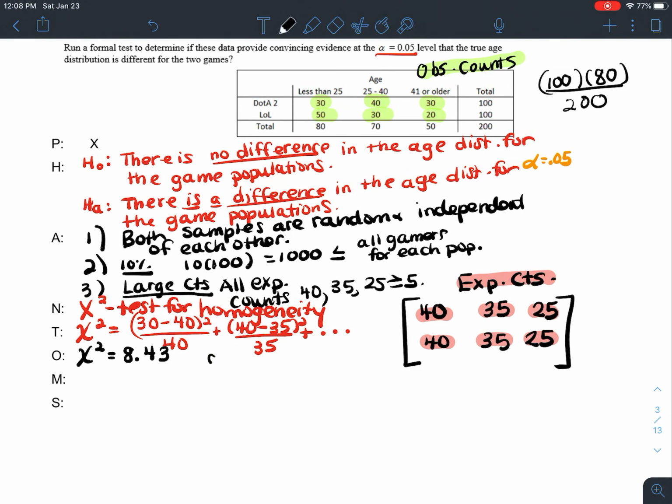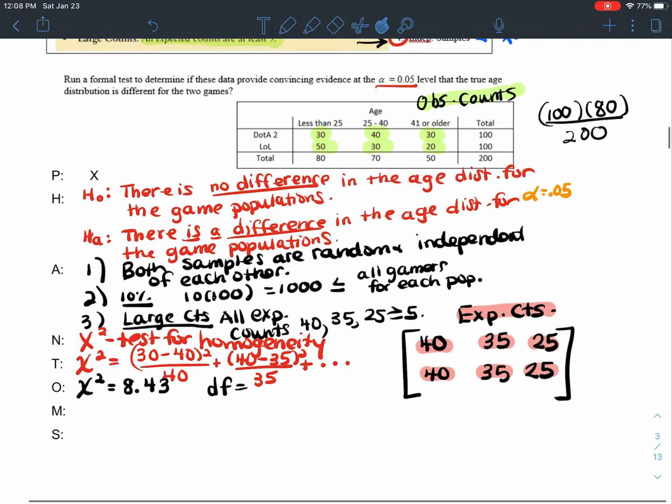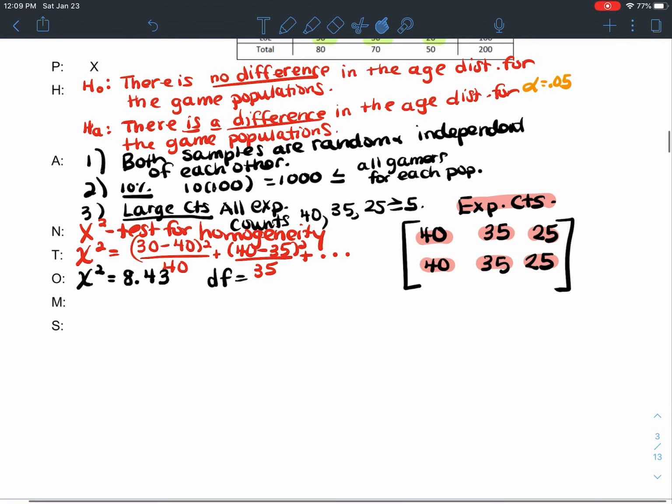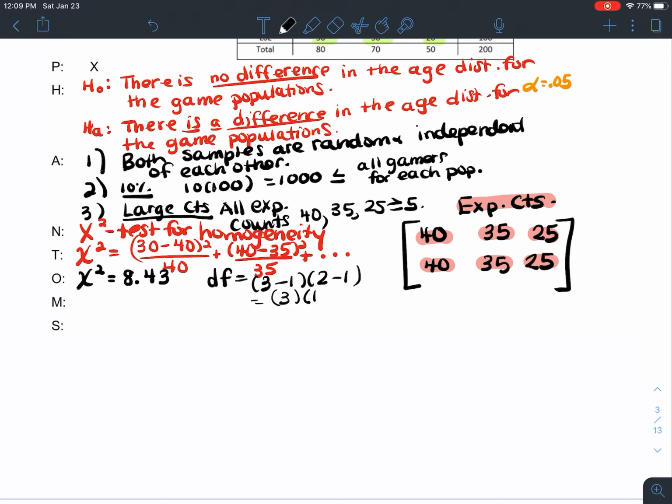Now we do have to report in this step the degrees of freedom. Again, up top here you can see the formula for the degrees of freedom is to take the number of columns minus 1. Well, I have 3 columns here, so it's going to be 3 minus 1 times the number of rows minus 1. I have 2 rows to this two-way table here. So 3 minus 1 times 2 minus 1 is essentially 2 times 1. My degrees of freedom is 2.